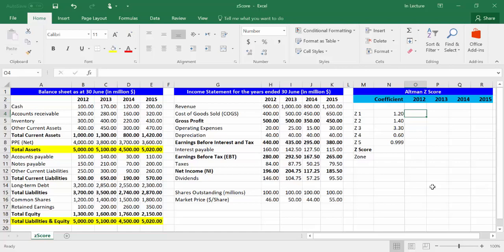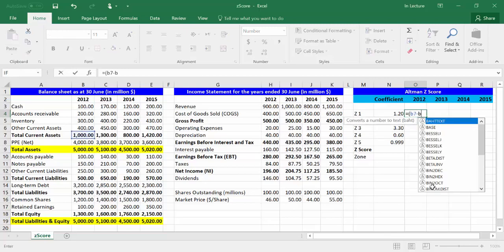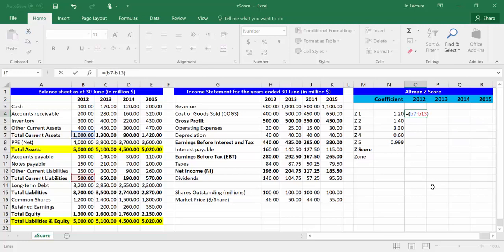Z1 is calculated as working capital divided by total assets. In cell O4, write equal, open bracket, B7 minus B13, close bracket, divided by B9. Press Enter.